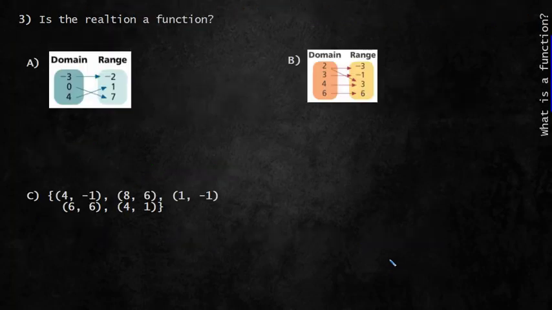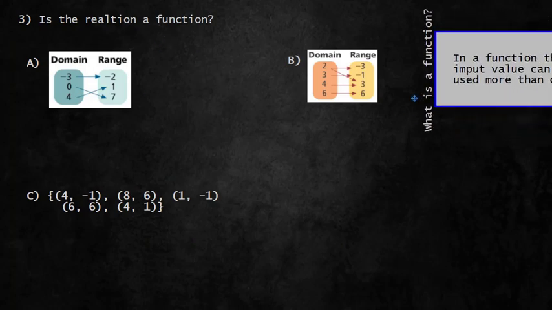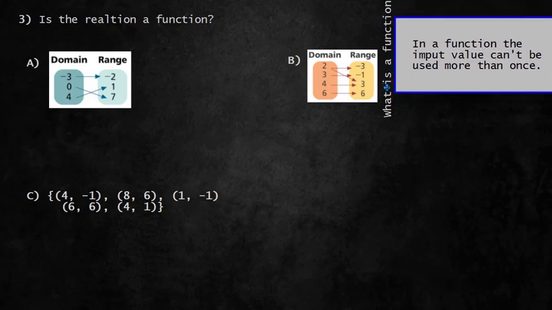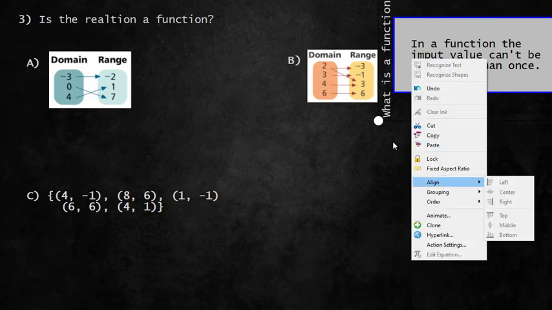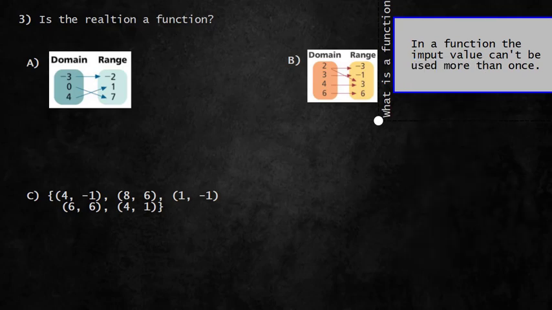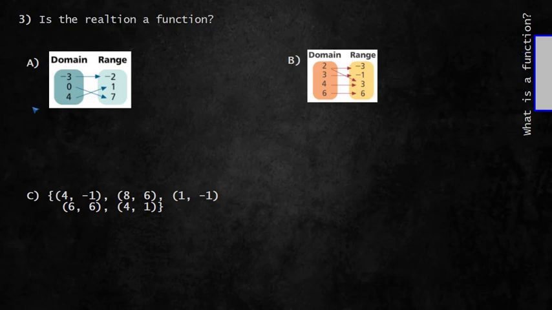Next thing we're going to do is determine, is this relation a function? So what makes a function? A function is when the input value can't be used more than once. That means we're not repeating the x values. So let's look at our 3 different scenarios. We're focused in on what's happening on the domain. Is the domain being used more than once?